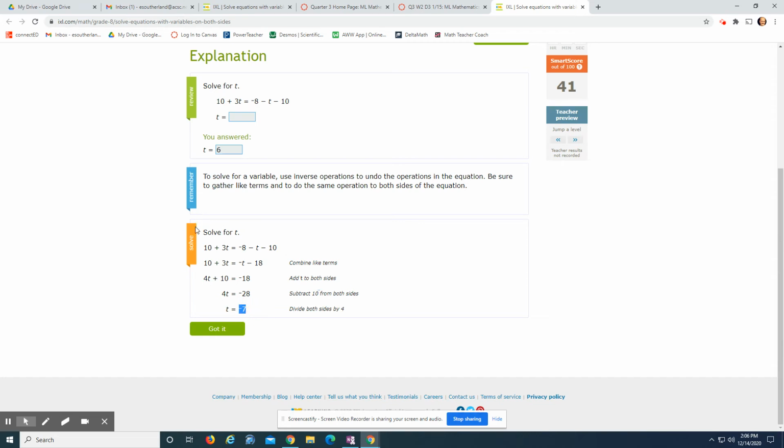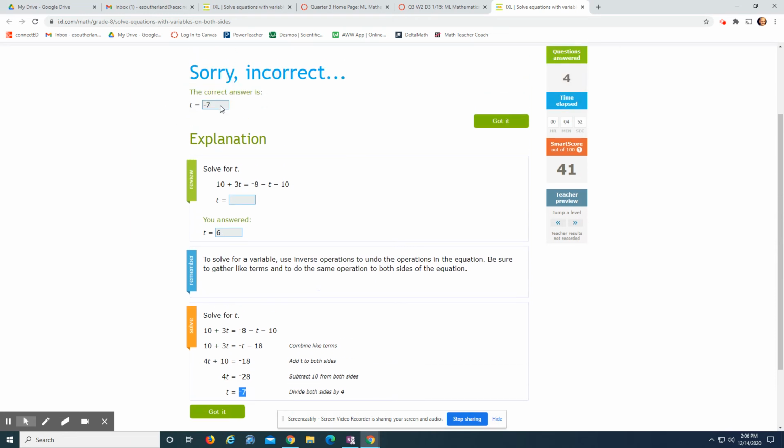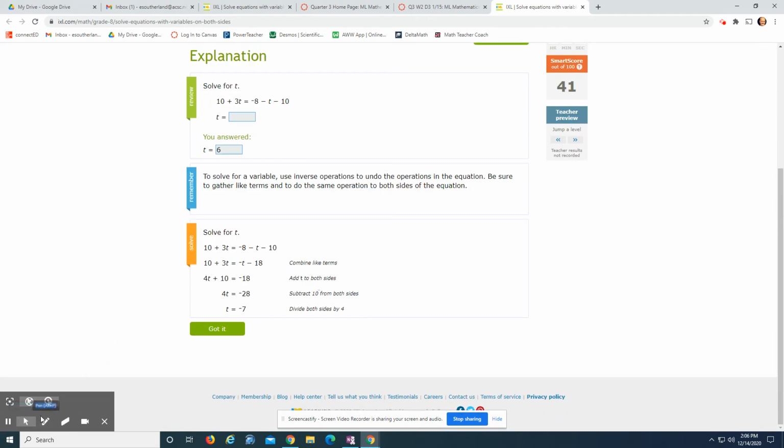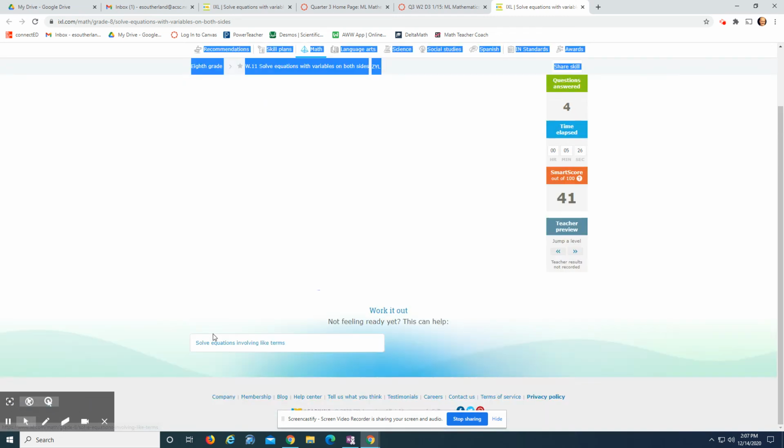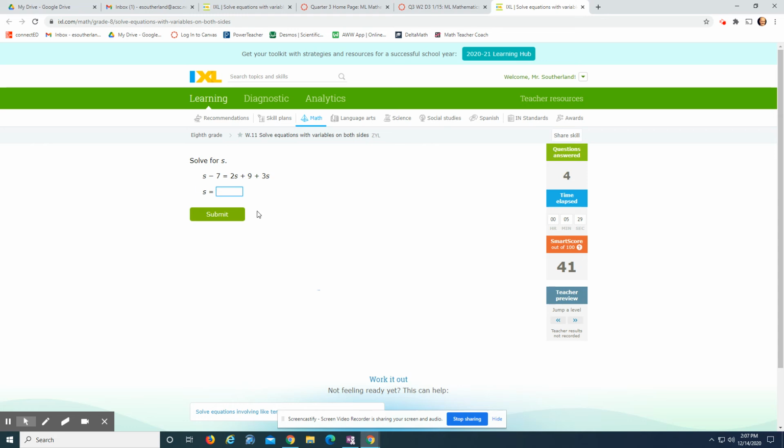Always make sure you look at this section. I don't care about this one, or even this stuff up here. You want to look at this area that says, where it says solve. Now, the reason you want to look at that area is because it's going to tell you how to do these types of problems, and an explanation of and step-by-step instructions of how to do these problems. So again, always look at this section here. Once you understand what you've done wrong, click got it. And then you just go back through and you try to do it again.